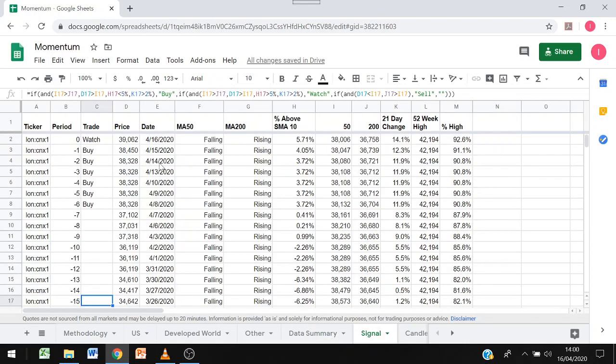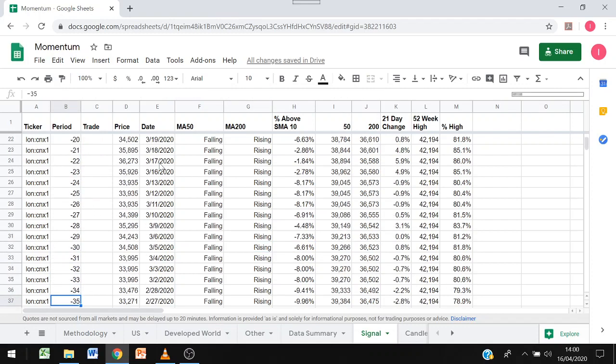Then I've got this that looks at signals. So when was it triggering a buy on my system, which is this here. So when it went below the 5%. So recently it was triggering a buy. Before that it was neutral because price was below the 50-day moving average.